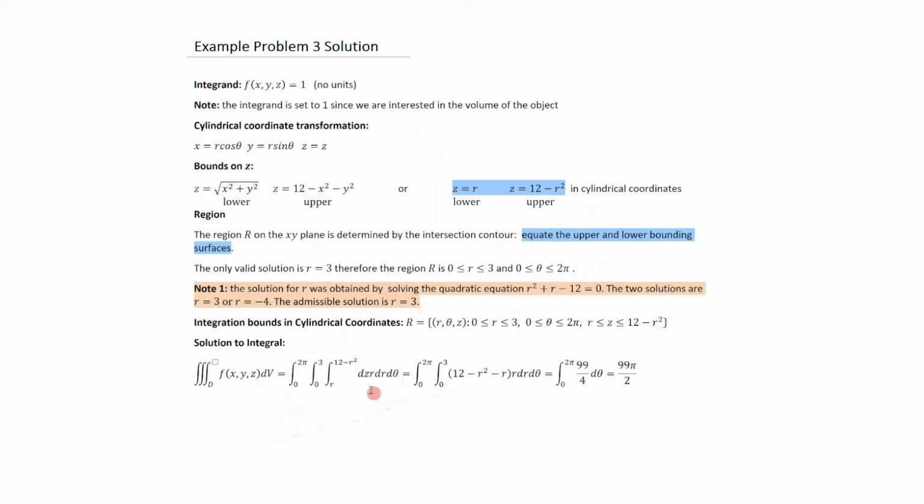Right, so then we basically make the substitution. We've made the substitutions. So now we integrate dz r dr d theta. And so the first one will be just this minus this after integration. Then you integrate with respect to r holding theta fixed. And finally you integrate with respect to theta. And you end up with an answer of 99 pi divided by 2.